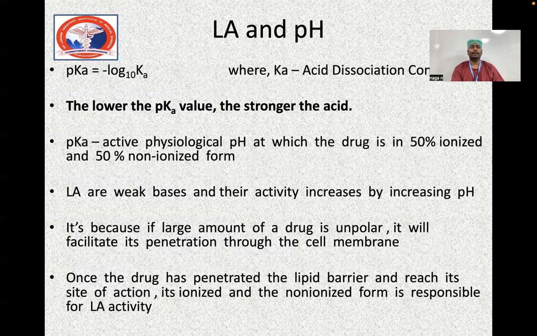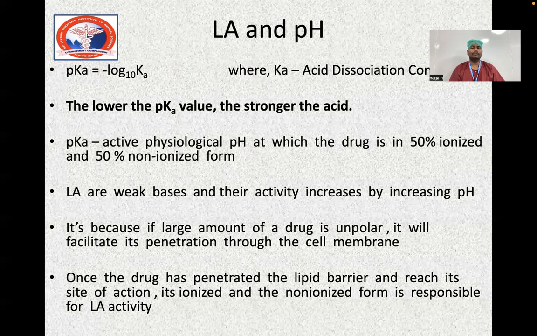Local anesthetics and pH. pKa is equal to log10 Ka, where Ka is the acid dissociation constant. The lower the pKa value, the stronger the acid. pKa is the pH at which the drug is 50% ionized and 50% non-ionized. Local anesthetics are weak bases and their activity increases with increasing pH.